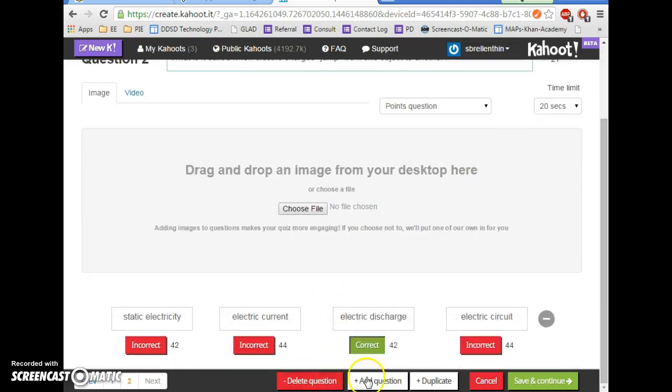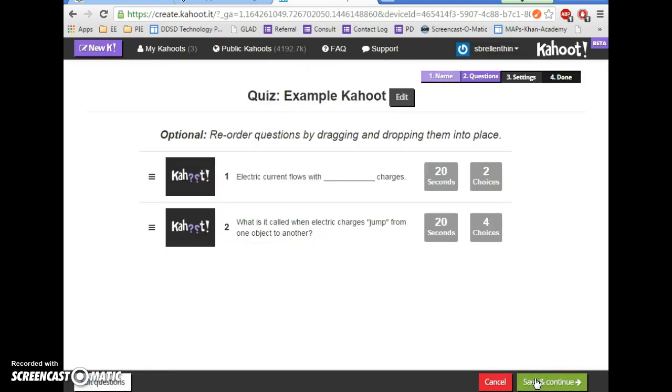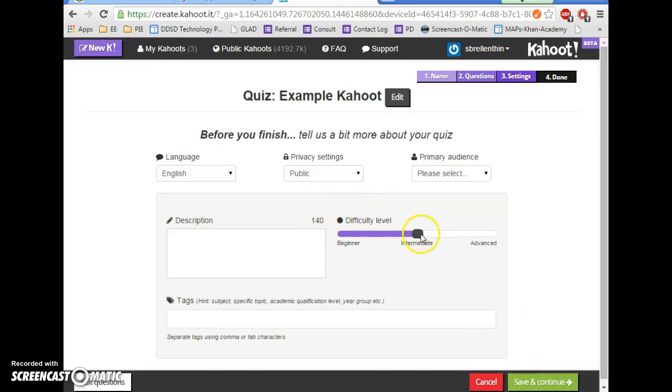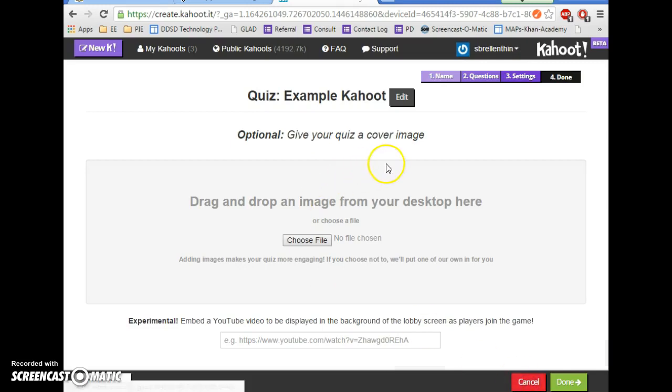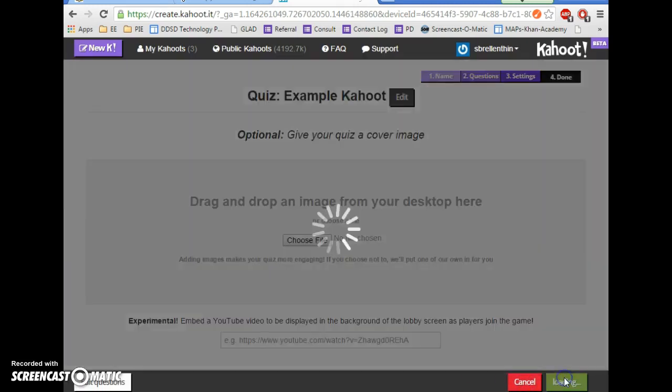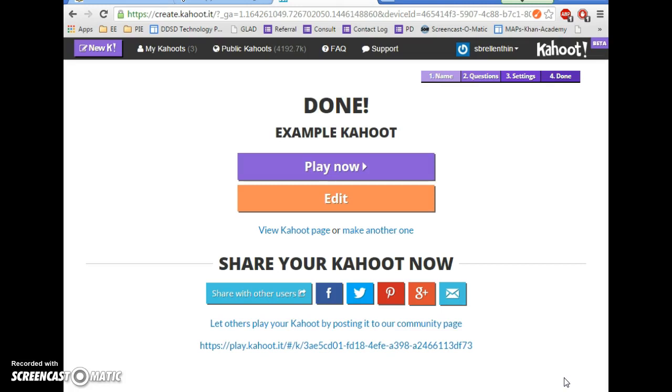If you want to delete this question, you go back to it. But for right now, I'm just going to save and continue. Those are my only 2 questions I want. And then I can go to save and continue. I can make the difficulty level, so on and so forth. I normally don't really touch this all that much. Oh, primary audience, school. Okay. Then click done when you're all done. Of course, for now, you would want to put more questions in and make it a little bit more challenging for your students.